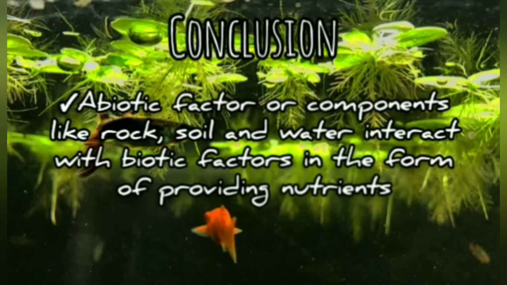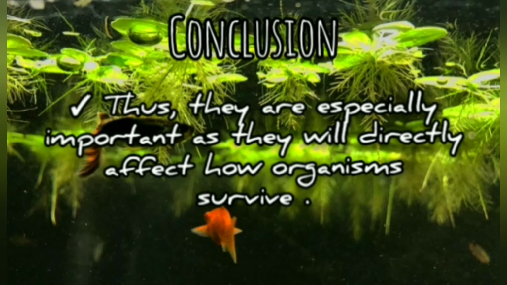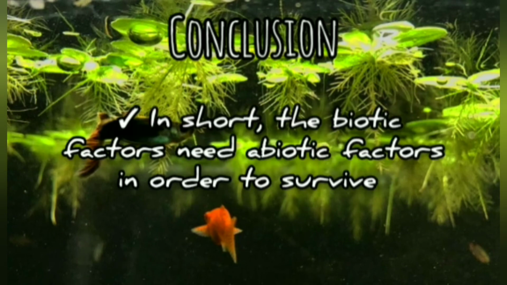As a conclusion, abiotic factors or components like rocks, soil, and water interact with biotic factors in the form of providing nutrients. Thus, they are especially important as they will directly affect how organisms survive. In short, the biotic factors need abiotic factors in order to survive.